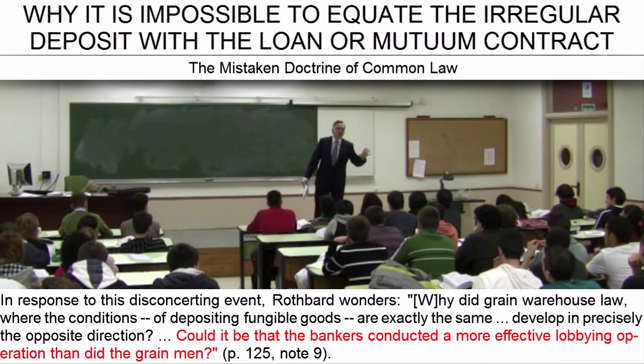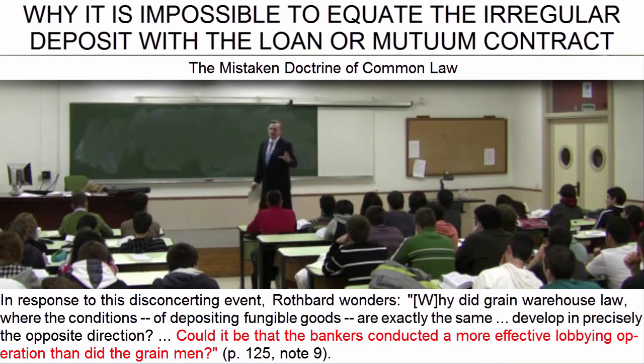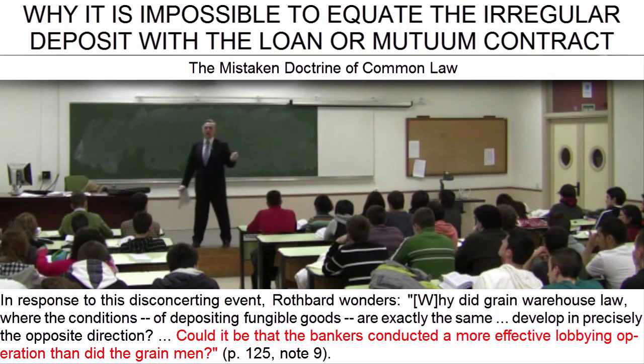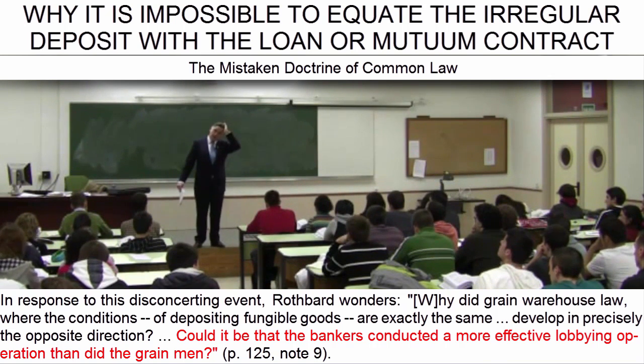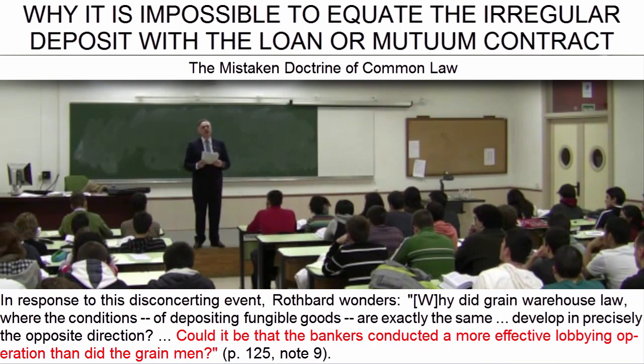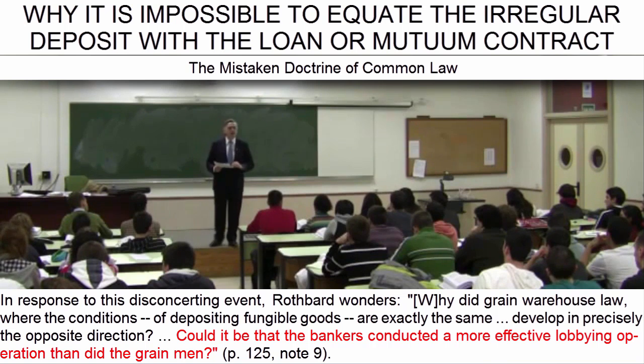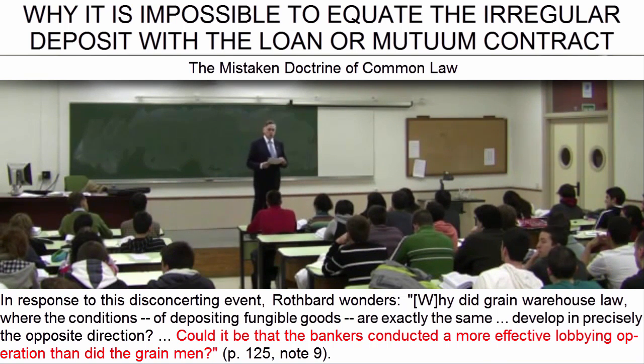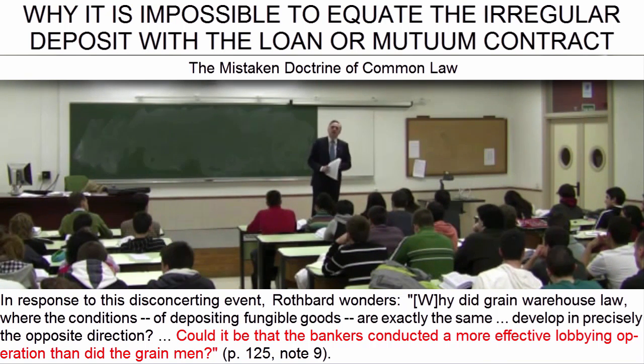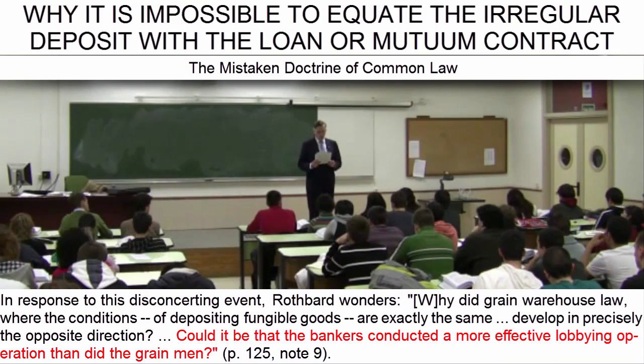This is a very intelligent question. Rothbard gives the following hypothetical answer. The capacity of the American grain dealers to pressure society and the judicial system must have been much weaker than the capacity of British and American bankers to pressure society and the judicial system.